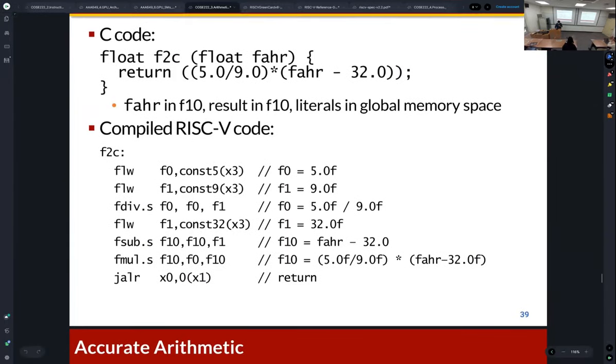So this is an example. This is a C code example, and this C code can be translated like this. As you can see, you can find the floating point instructions like this.